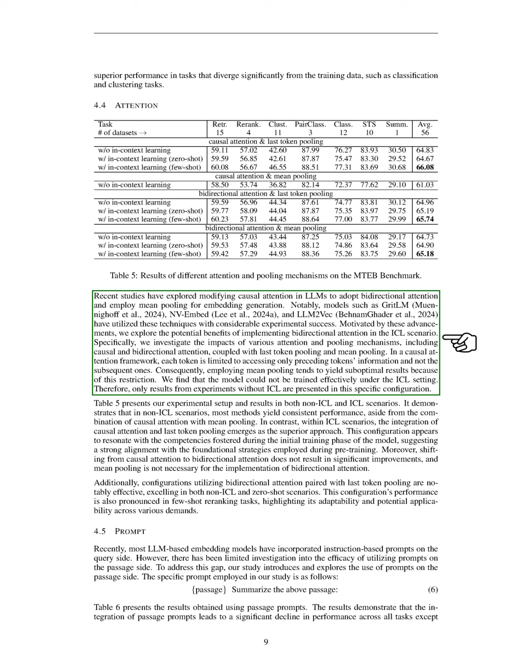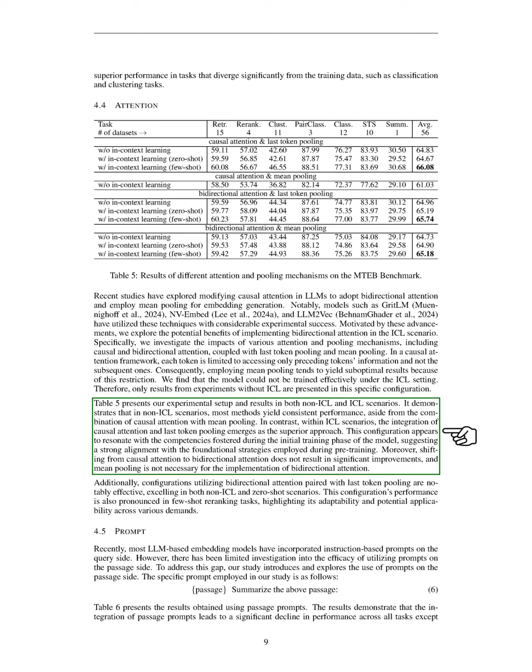In a causal attention framework, each token can only access information from preceding tokens, which limits the effectiveness of mean pooling. We find that the model struggles to train effectively under ICL, so we only present results from experiments without ICL in this setup. Our findings indicate that in non-ICL scenarios, most methods perform consistently, except for the combination of causal attention with mean pooling.